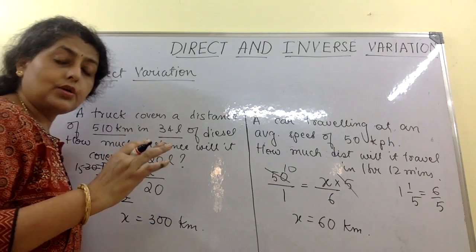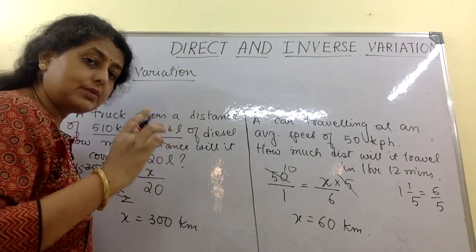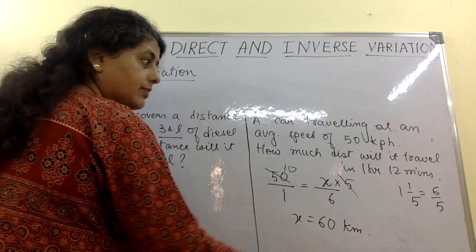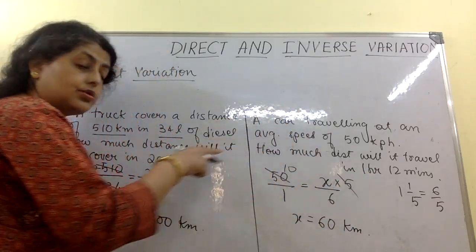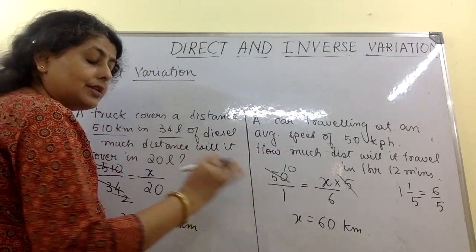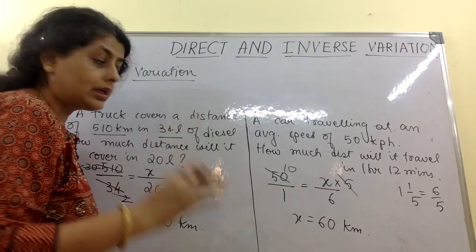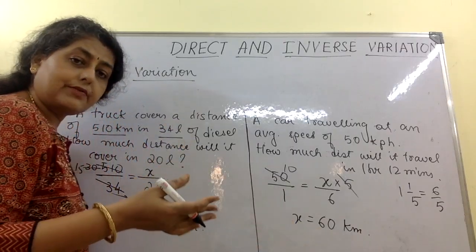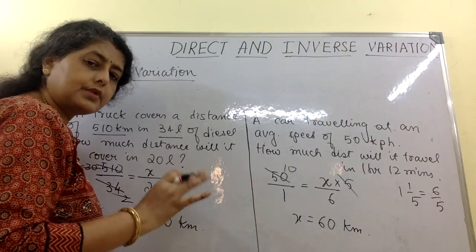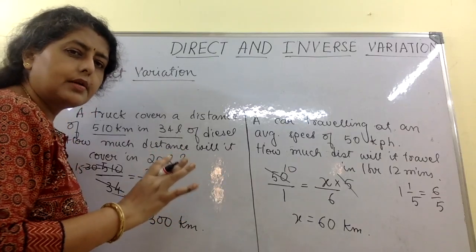Now keep an eye on something else also. You have to do these sums very cleverly. When I got 60, immediately I looked here, because in 1 hour it was going 50. In 1 hour 12 minutes it should go a little bit extra. So I saw yes, it has gone more than 50, so I am assured that the sum is correct.